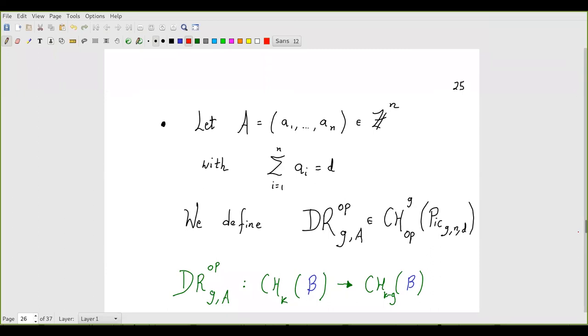Rahul? Yes. You talked about double ramification cycles, right? Yes. Can you talk about triple ramification cycles, or multiple? In principle, you could talk about, I mean, do they have some kind of periodic structure?